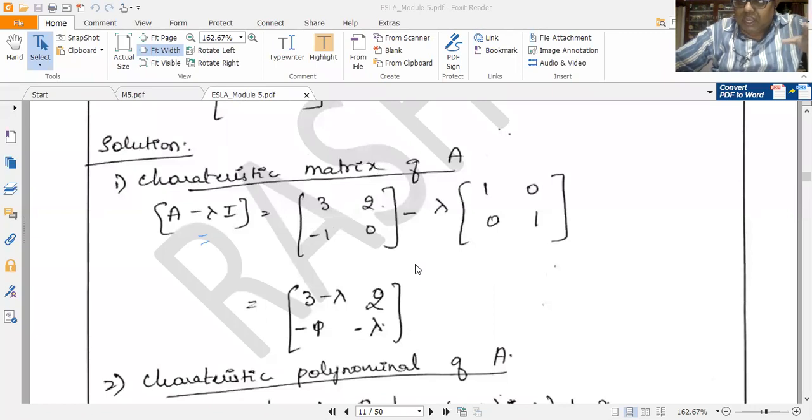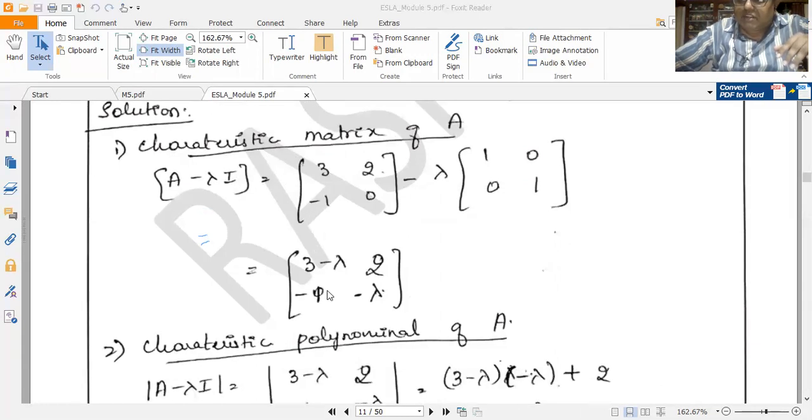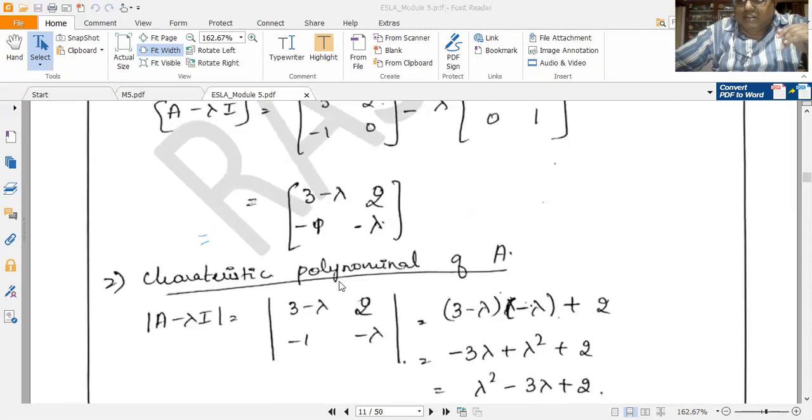Let me repeat the steps. I have an n cross n matrix. Eigenvalues can be calculated only for square matrices, not for rectangular matrices. For an n cross n matrix A, first find the characteristic matrix of it. The characteristic matrix of a matrix A is given by A minus lambda I. Then find the characteristic polynomial of A, obtained by solving for the determinant of A minus lambda I. This mod sign means it is not modulus, it is determinant.